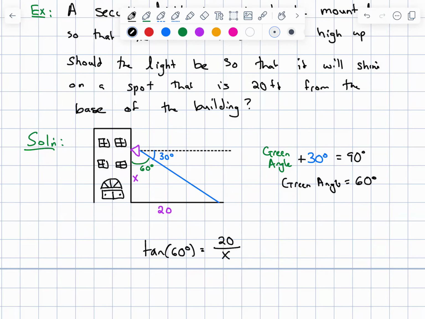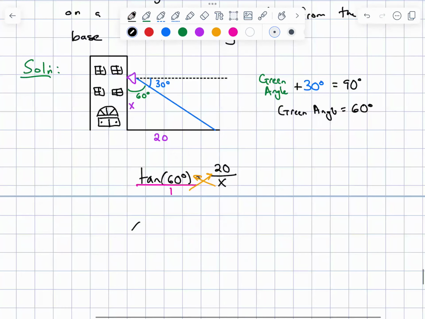This is a situation that we haven't encountered yet. The last two times we've been solving these, the variables have been in the numerator. That's not the end of the world, though. Remember, tangent of 60 degrees is just a number, so you can treat it like a fraction and cross multiply, or you could multiply both sides by X and then divide by tangent 60. However you want to do it. I'm going to do cross multiplication and get that X times tangent of 60 degrees is equal to 20.